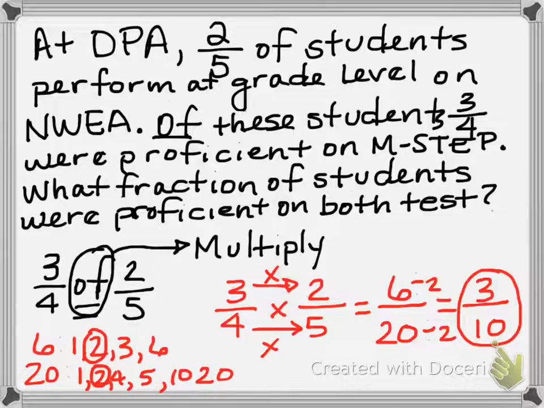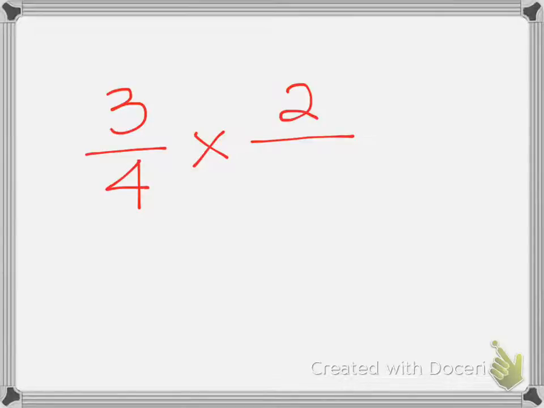3/4 times 2/5. Instead of reducing at the end, I can reduce within the problem. Reducing within the problem, I can look at 3/4. The common factors of 3/4 is just 1. 1 times 3, 1 times 4, 2 times 2, nope, those are not the same. 2/5, nope, they don't have any common factors.